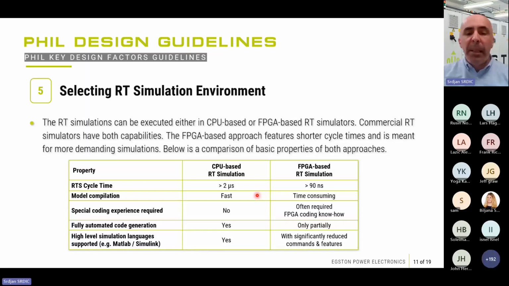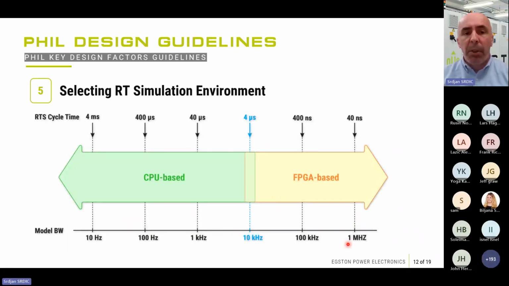handling of the CPU-based simulators is easier because the model compilation is faster. You typically do not need to have any coding experience. Code generation is typically automated, and you can use simulation languages like MATLAB. On the other hand, for FPGA, some coding skills are required. Automation is not so good, and you are also lacking support for simulation languages like MATLAB and Simulink. So then the question is, okay, what do I choose? Now I have my simulator cycle time, what do I choose?